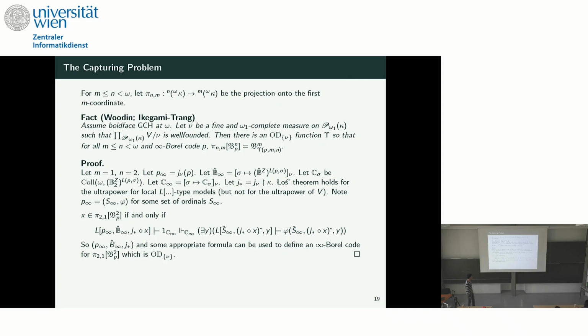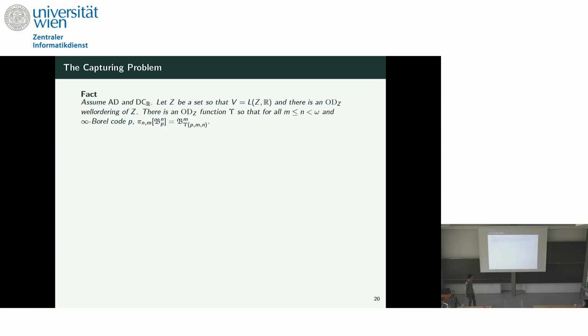So I just want to point out what is special about ν. Remember, this result is for ω sequences of ordinals. What's kind of special is that when you have an ω sequence of ordinals, J of an ω sequence is the ultrapower composed with that omega sequence, right? That's why I'm emphasizing this by writing it as J* composed with x. But now, using this claim, using those three sets of ordinals, P^∞, B-hat^∞, and J*, you can cook up some kind of formula to turn this into an ∞-Borel code for π_2,1 of the set coded by P, which is OD_ν.